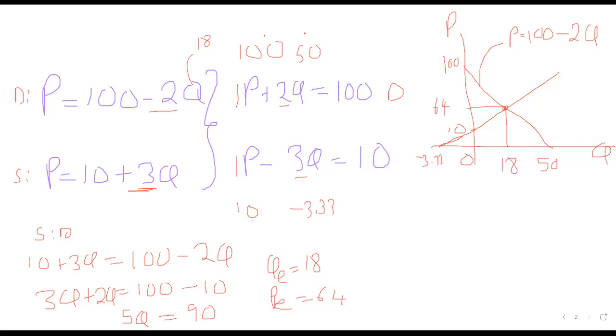So this is what we call the equilibrium point. We know this is called the consumer surplus, and this is called the producer surplus. Now, what is a consumer surplus and what is a producer surplus?